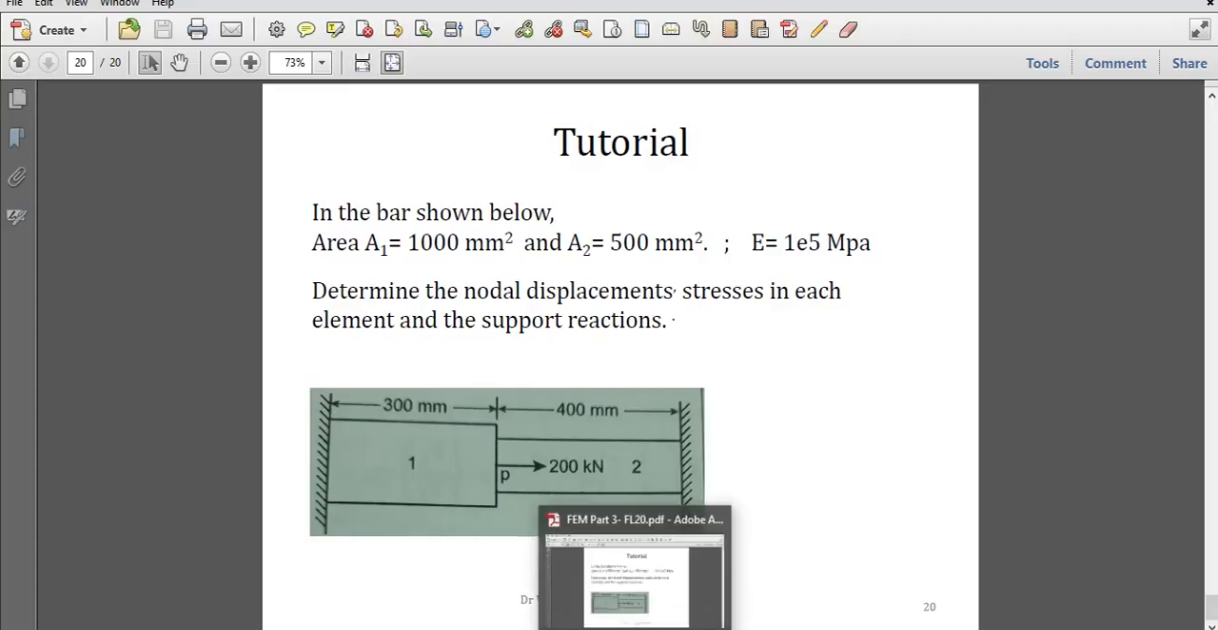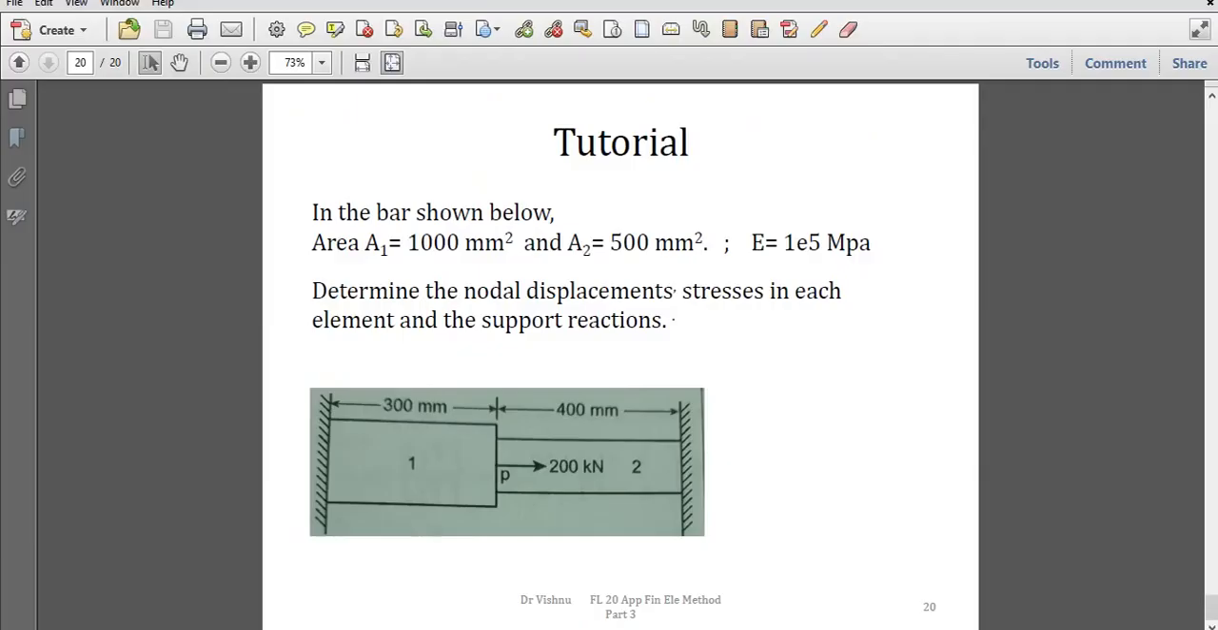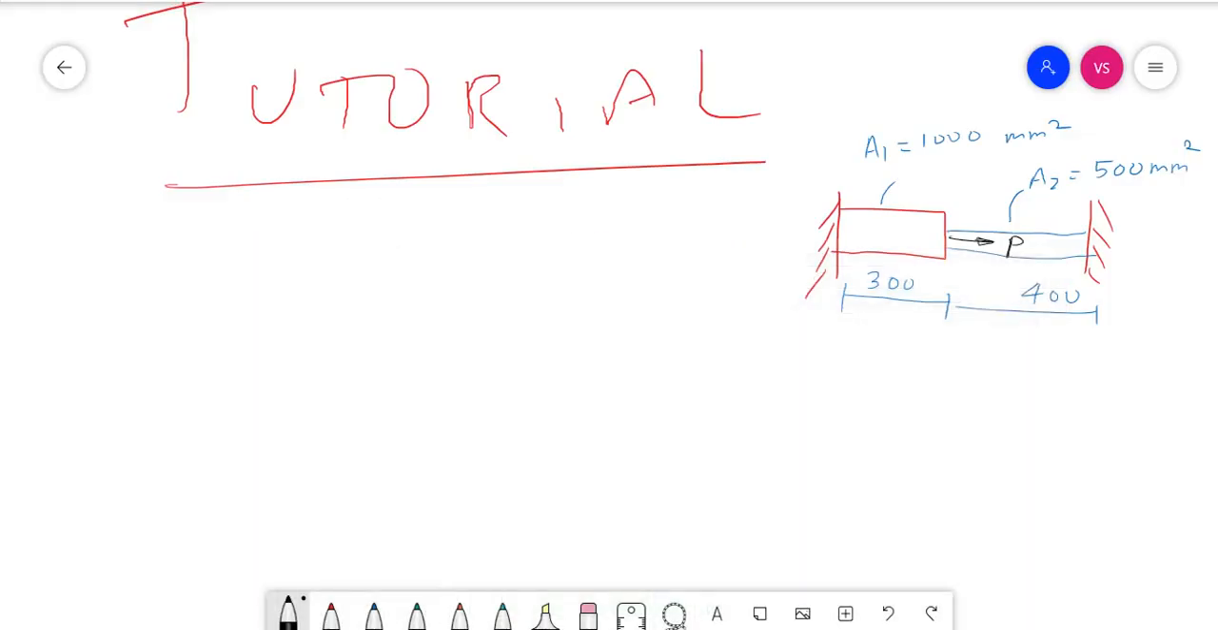And areas are also different. The area of 1 is 1000, and area of 2 is 500. So this A1 is 1000 mm square, and this A2 is 500 mm square. And the force is acting here. That value of the force is 200 kilonewton. And E is given as 1 E5 megapascal.